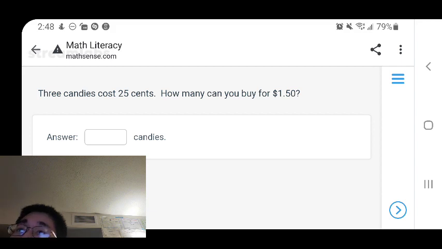So 3 candies cost 25 cents. Okay. So just find how much each candy costs us. Let's say x. 3x is 25 cents. Let's see. x, each candy is 25 over 3 cents. How much can you buy for $1.50? Alright. I should not write it like this. Alright, it's fine.